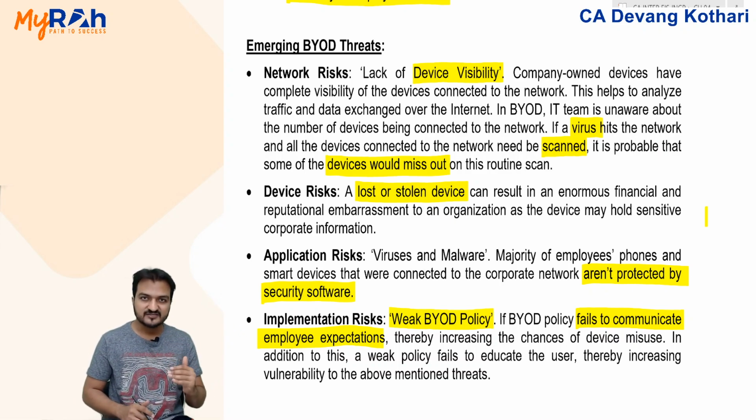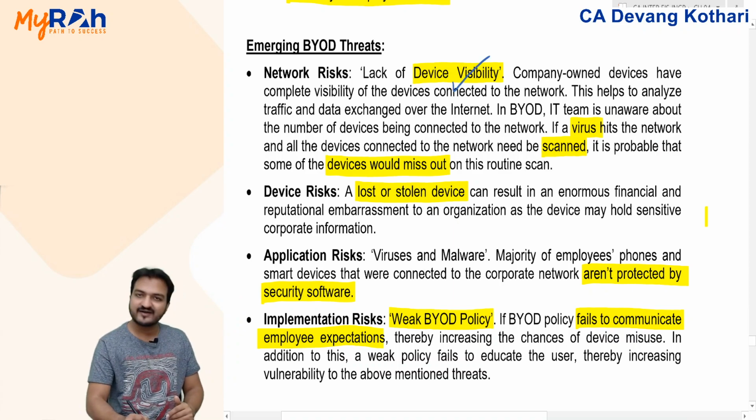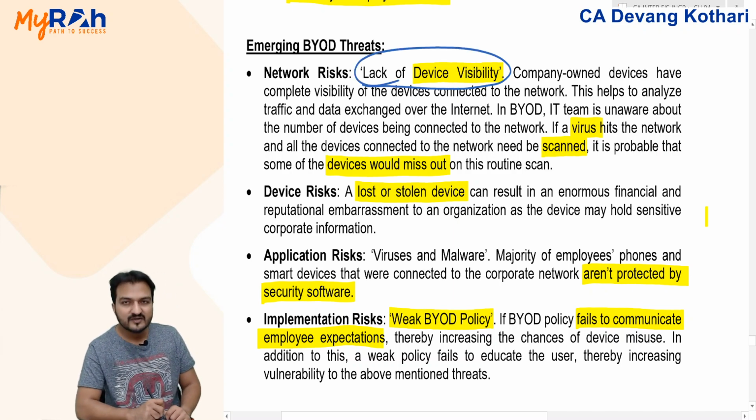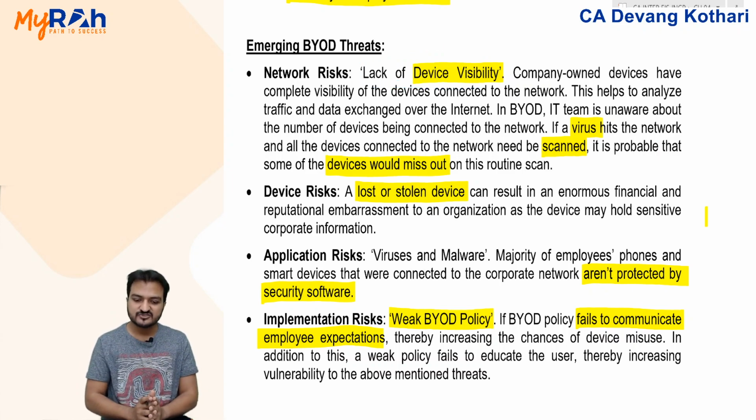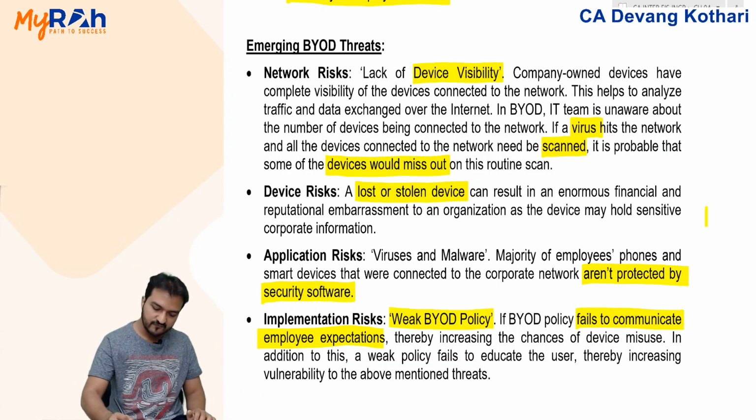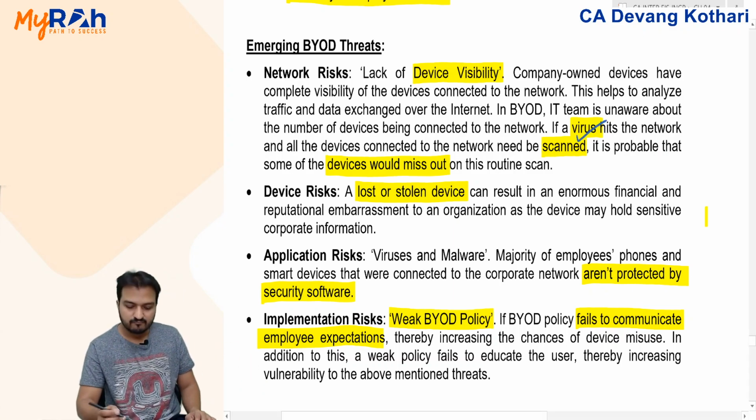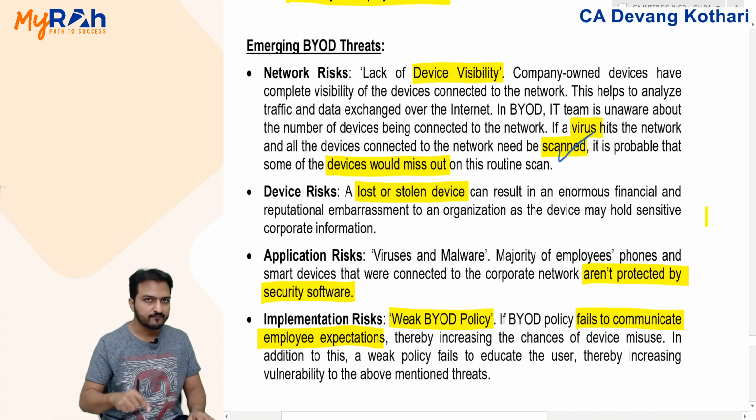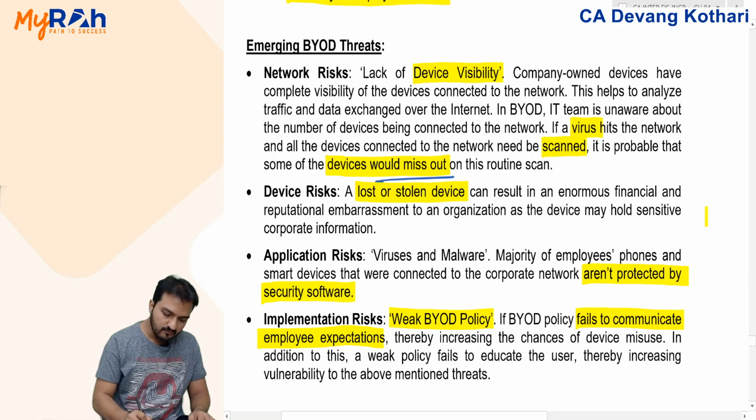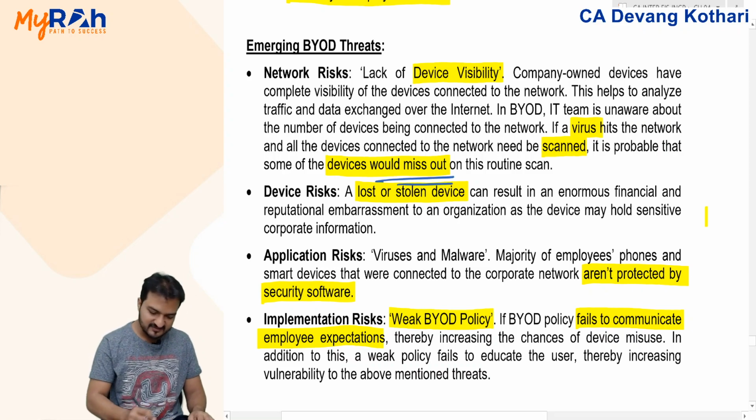Yes, so at that time, if the device is not connected to the company network, then it will lack device visibility. What is device visibility? Device visibility means that the company server does not see your device. If it is your personal device, then the company server might not see your device permanently. So if today the company server conducted a virus scan, then virus scanning was done for all the devices which were connected to the server. Your device, not connected, would miss out the virus scan. Yeah, that is network risk.